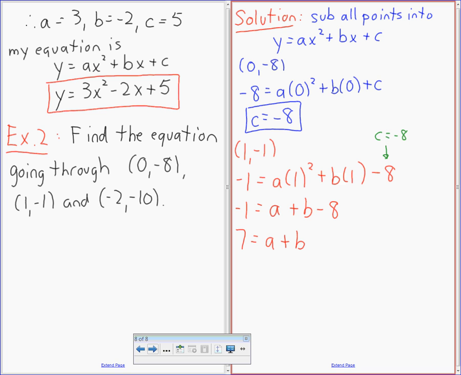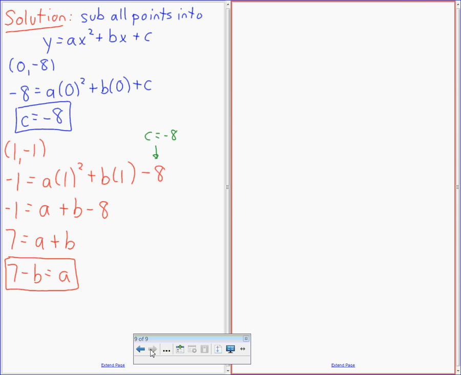I think I'm going to solve this by rearranging like that right away. 7 minus b equals a. I'm going to solve for substitution because I have an a plus b. So let's see if this works nicer.